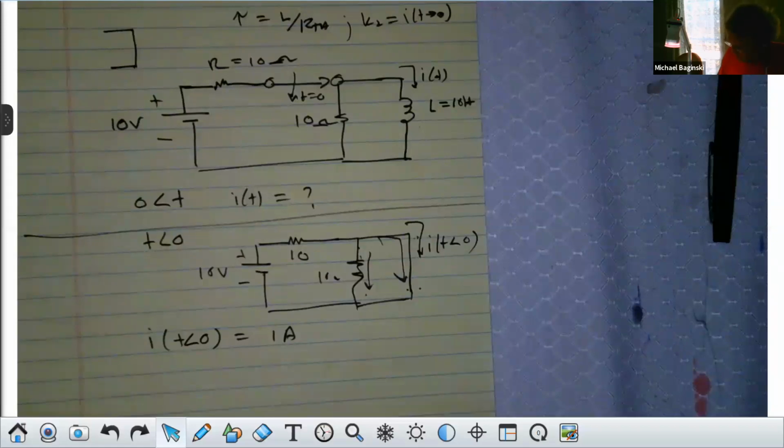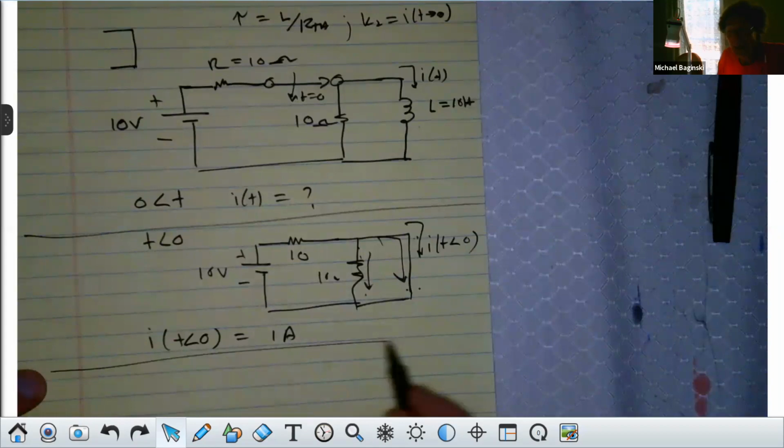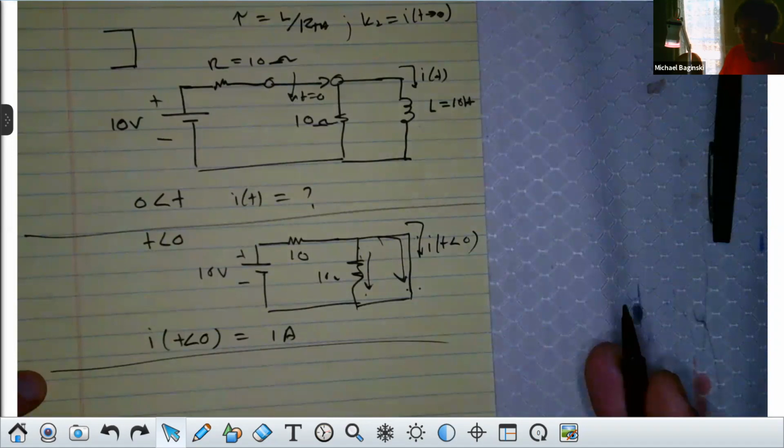All right, so that's the first part. We got the current for t less than 0. We're going to need that. Now, we need the current for t equal infinity. But what I've got to do is redraw the circuit.